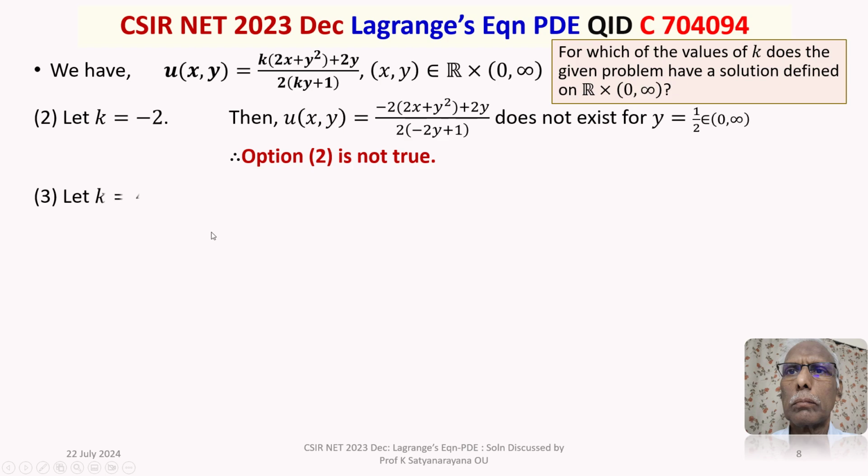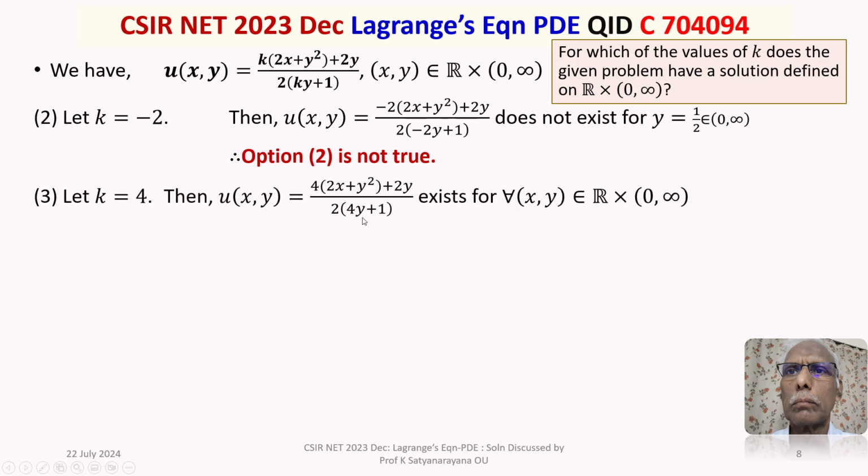So, option 2 is not true. Let's get into option 3. k is equal to 4. So, wherever there is k, you write 4. And 4y plus 1 exists when y belongs to 0 to infinity. Why? Because 4y plus 1 is equal to 0 means y is equal to minus 1 by 4, which does not belong to 0 to infinity. Therefore, there is no problem that this 4y plus 1 will create for us. So this exists for all x, y belongs to R cross 0 to infinity. Right. So therefore option 3 is true.